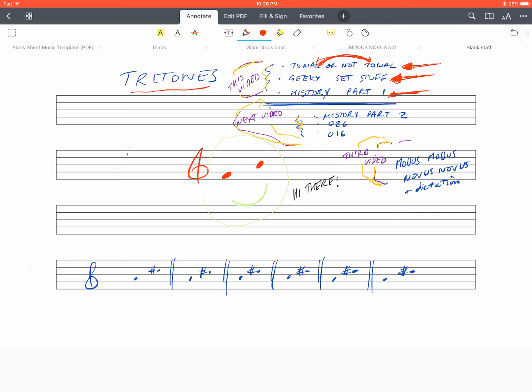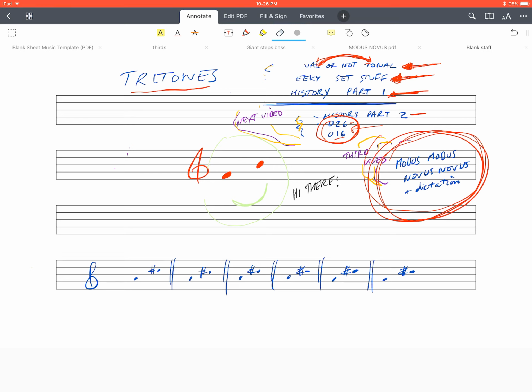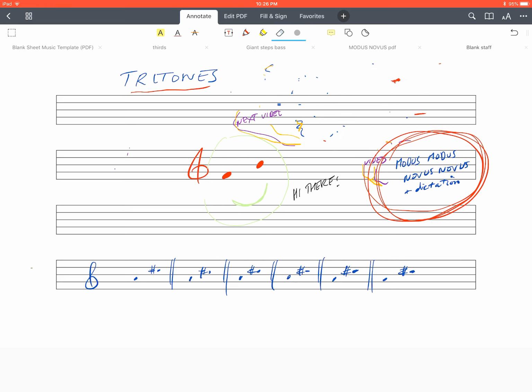So the next video will start with more history before I get into talking and singing these two non-ish tonal sets. Although really this one, the 026, is very tonal. The 016 is decidedly non-tonal. And we'll practice with them. Then in the third video, modus novus, and dictation. That's the plan anyway. Stick around. I'll also make a couple practice videos, I think, depending on how things are going.